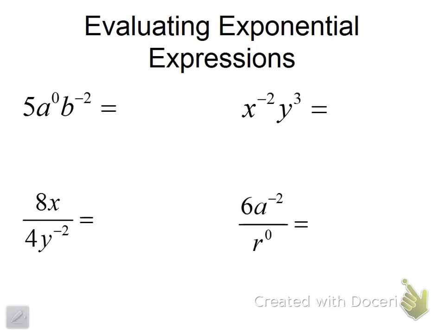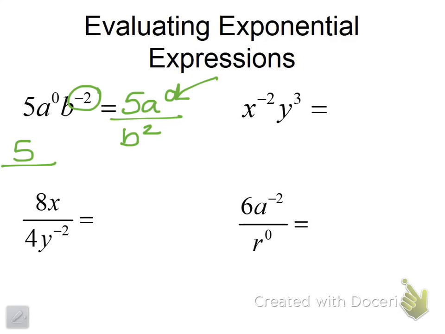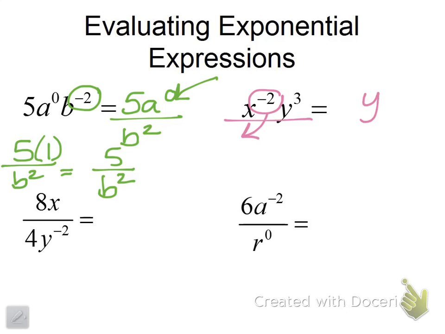We're going to look at this one. We have a negative exponent, we need to get rid of it, so you flip it to the bottom. Now we can reduce this a to the 0 because we know that always equals 1. So 5 times 1 over b squared is the same thing as 5 over b squared. This one, we have a negative exponent, so we need to drop it down. So I get y cubed, and you only drop the thing that has the negative exponent. There's my final answer because nothing else can be done.